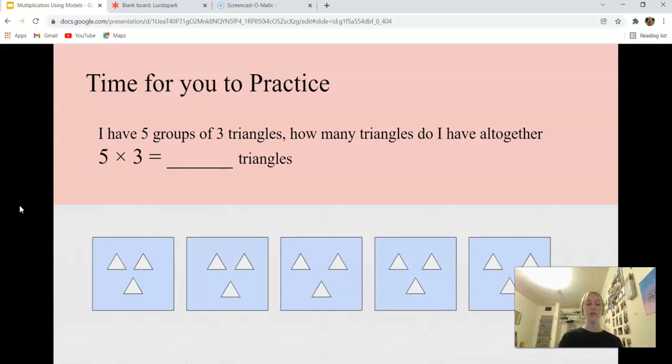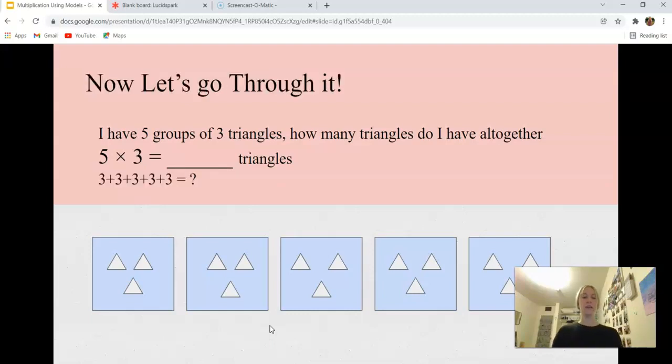Okay, so you know that we can take 3 and add it to itself 5 times. So we can skip count. 3, 6, 9, 12, 15. And then we can know that 5 times 3 equals 15. So we have 15 triangles all together. Now you can see where there's 3 added to itself 5 times, and that equals 15.